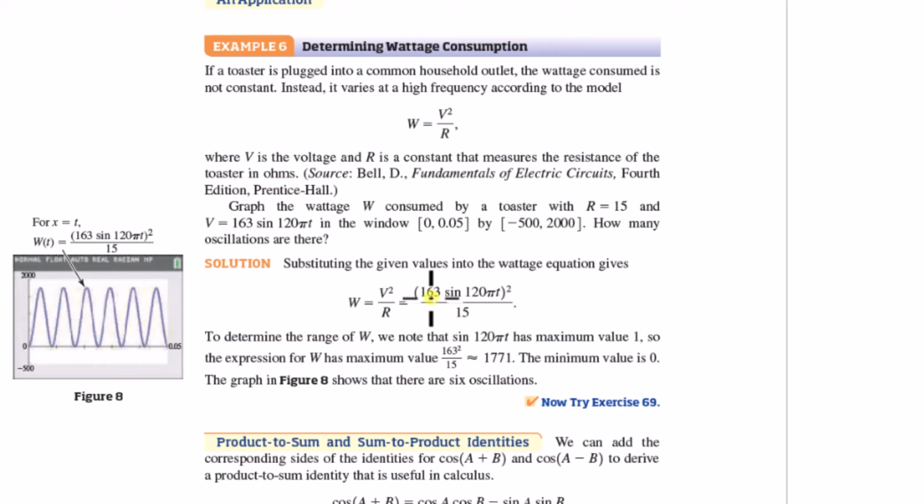Well, the amplitude depends on what's on the outside. So it comes out to be 163 squared divided by 15. Well, no, that's not the amplitude. That's the maximum value, and it's oscillating between zero and that maximum value, 163 squared divided by 15. So the amplitude would be 163 squared divided by 15, and all that divided by 2.